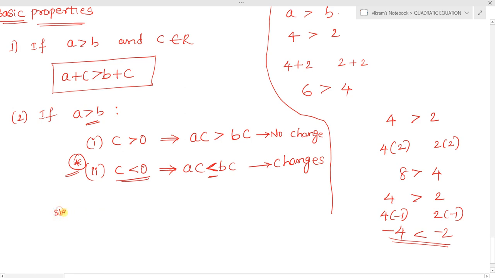I am writing over here: the sign of inequality changes if it is multiplied by a negative quantity.